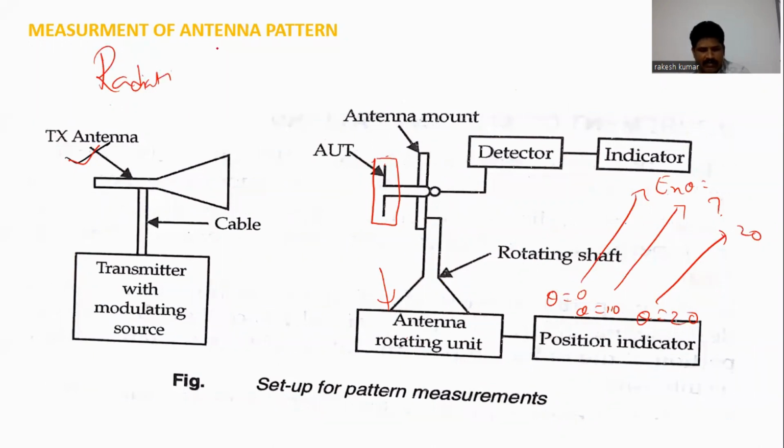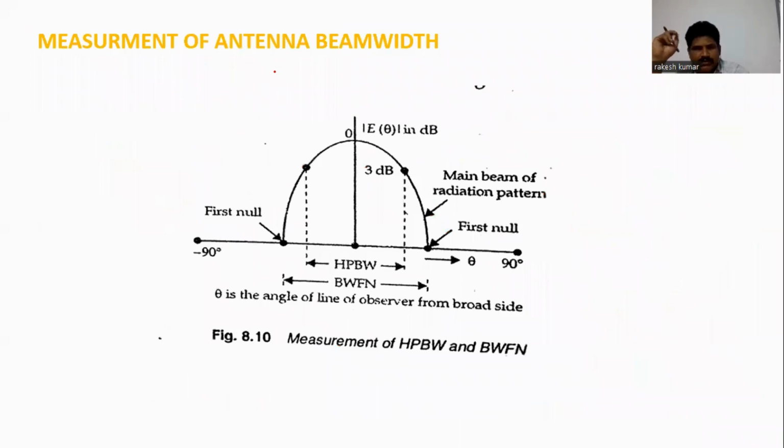What is meant by the radiation pattern? What is the definition of a radiation pattern? Radiation pattern is defined as the graphical representation of radiation properties of an antenna as a function of space coordinates. So this is how you can measure the radiation pattern. This is the setup.